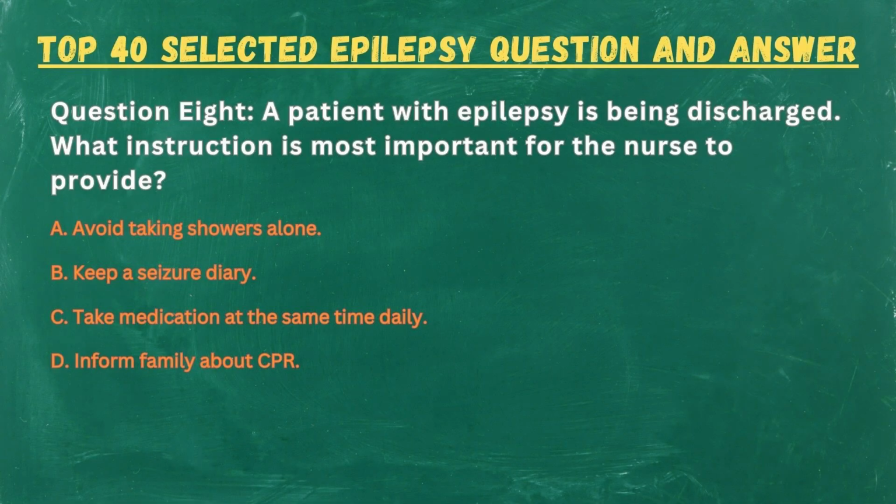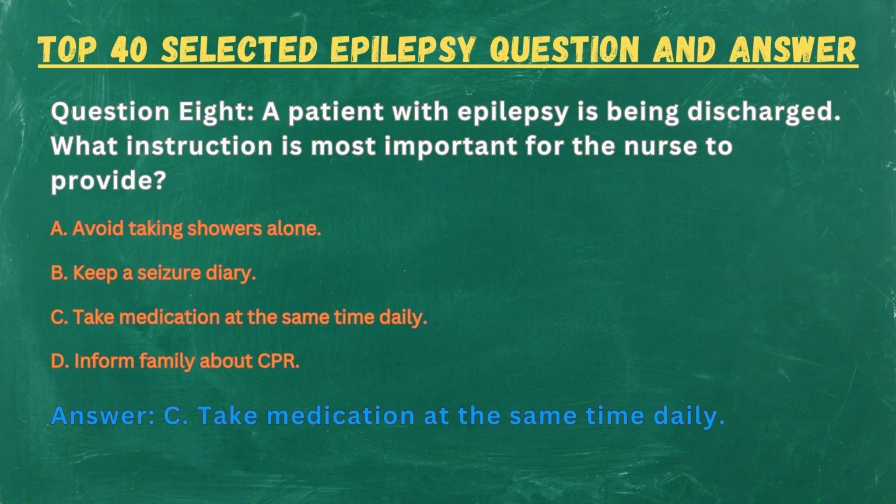Question 8. A patient with epilepsy is being discharged. What instruction is most important for the nurse to provide? A. Avoid taking showers alone. B. Keep a seizure diary. C. Take medication at the same time daily. D. Inform family about CPR. Answer. C. Take medication at the same time daily.